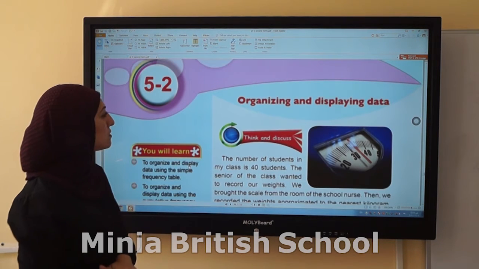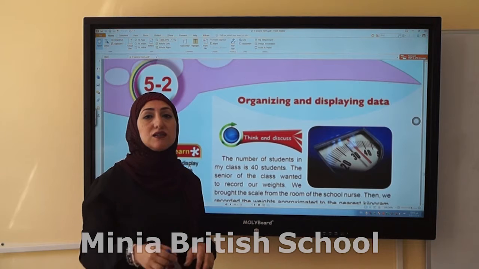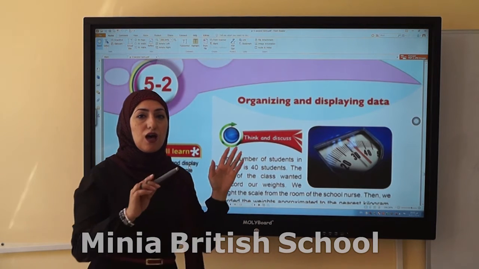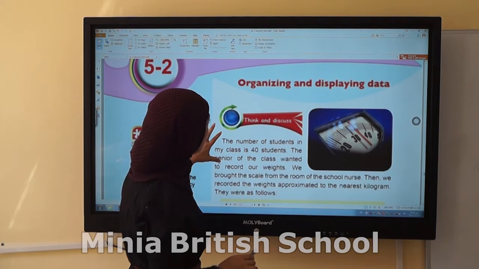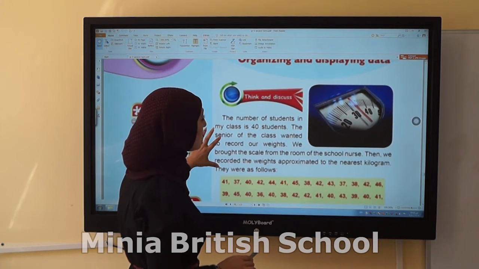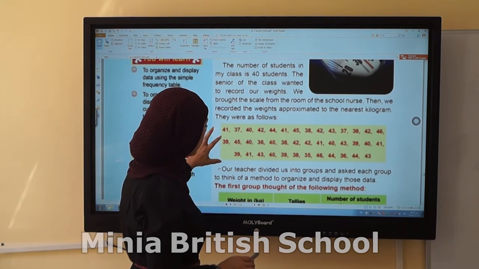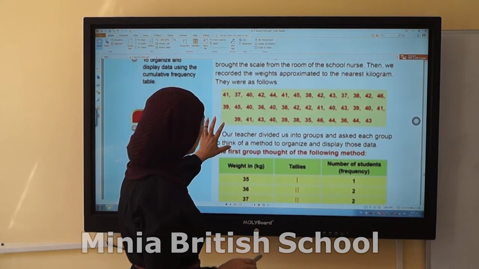The second lesson is talking about organizing and displaying data. I have finished collecting data. What should I do? Now I have to organize them. How can I organize them?